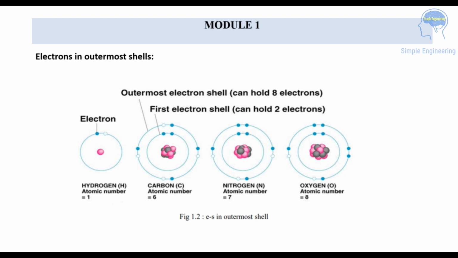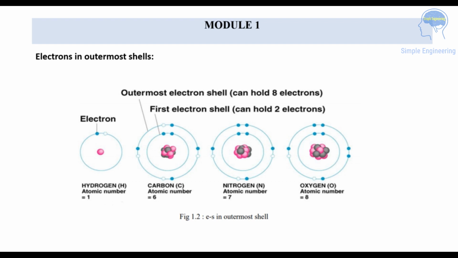Now, electrons in the outermost shell. The first figure shows hydrogen, which has an atomic number of 1, so 1 electron is in the outermost shell. The second figure shows carbon, which has an atomic number of 6. The third one is nitrogen, with atomic number 7, and then oxygen, with atomic number 8. The first shell can hold only 2 electrons. If we take the example of carbon, with atomic number 6, the first shell contains 2 electrons, and the balance 4 electrons are in the second shell.